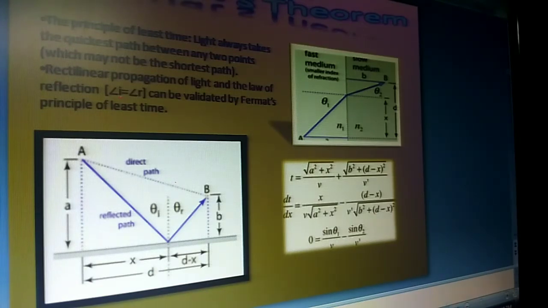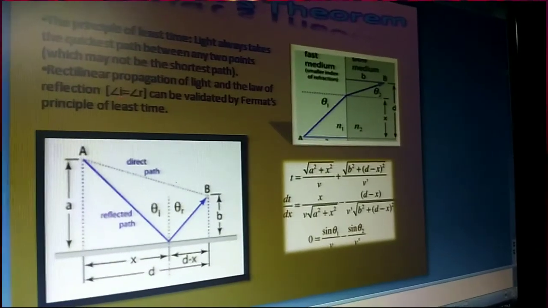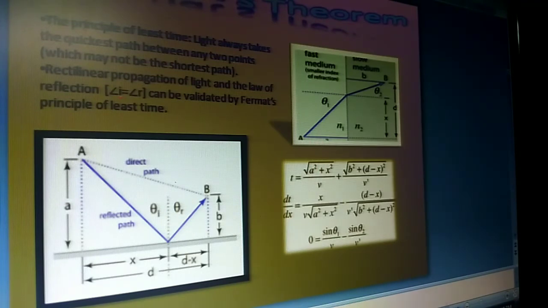This is based on the rectilinear propagation of light, and based on Fermat's theorem, angle i is equal to angle r. This can be validated by Fermat's principle of least time. So this is the derivation. See, this is the path of the reflected light. This is the longest distance, but even this is the direct path between A and B. But the quickest path is the one that will be taken by the light, which takes the least time.